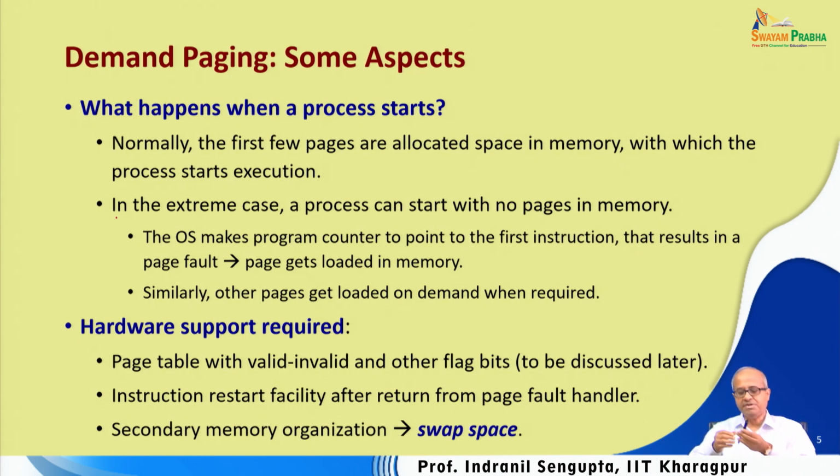Now, there are some issues and aspects for demand paging that need some discussion. So, at the beginning when a process starts, now the question is, how many pages do we allocate to a process in the beginning? We are saying that we are not loading the whole process, that is all right, but do we load a single page? Do we load the first 5 pages? How many? So, when a process starts, what is our strategy?